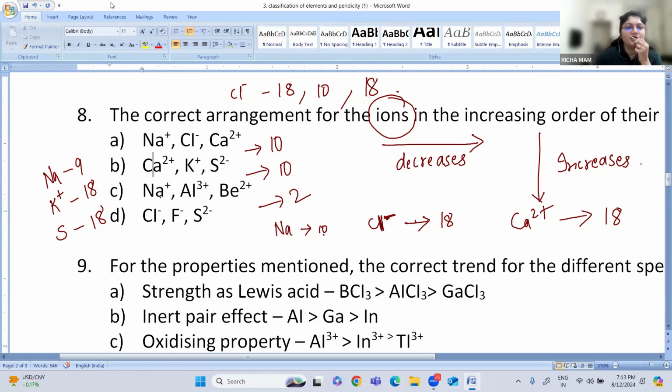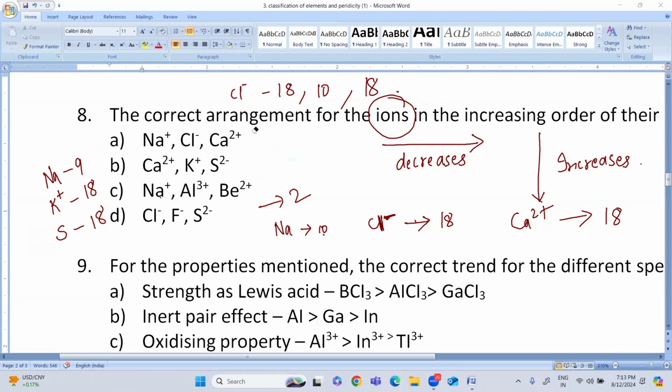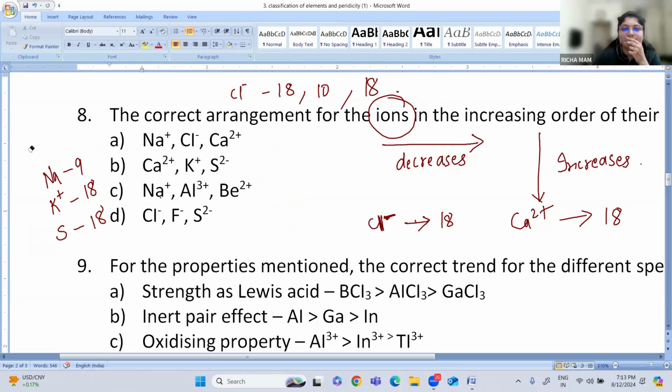So now for option B, if you take calcium plus 2 here, 18 will be there. Calcium is 20, minus 2 will be 18. Potassium is 19, so here it will be again 18. Sulfur is 18. Now, you see the correct arrangement of ions in the increasing order.